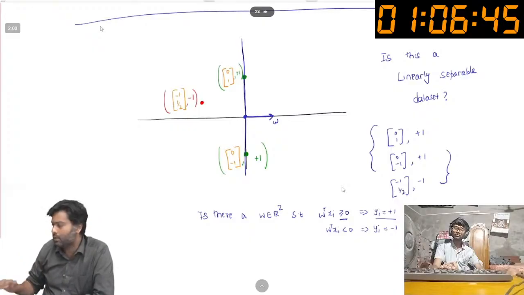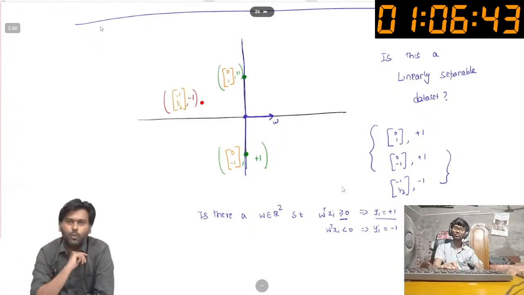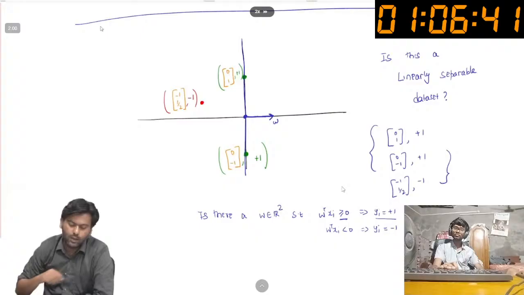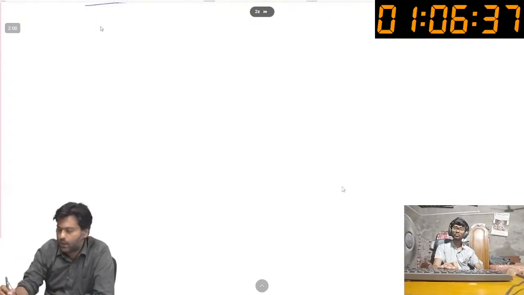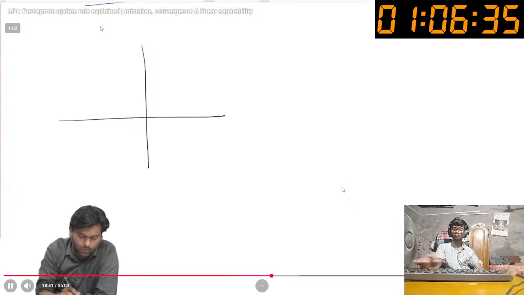So now let's say I give the perceptron this data set, just 3 points, and see what the perceptron algorithm does in the way that we have put down the algorithm. It's instructive to go through this example so that we understand what's happening with this algorithm. So let me draw this again. Here are my data points.